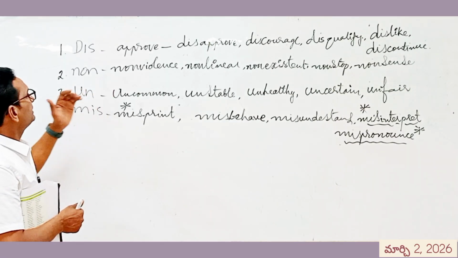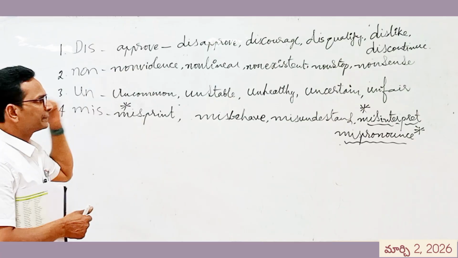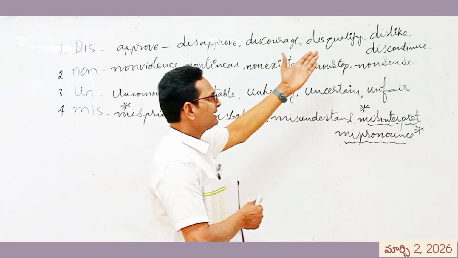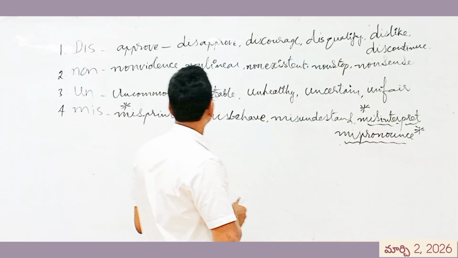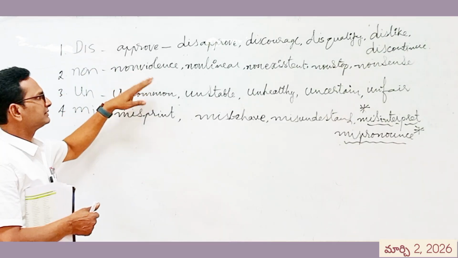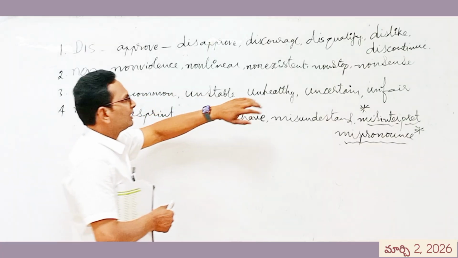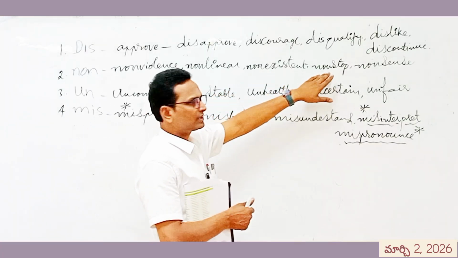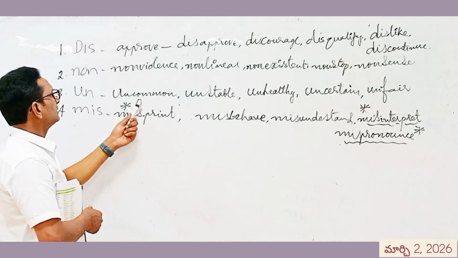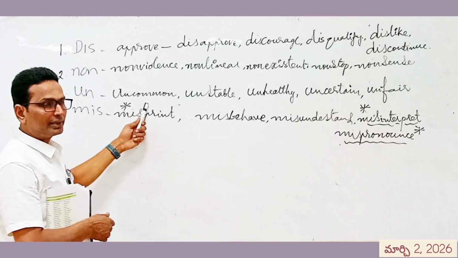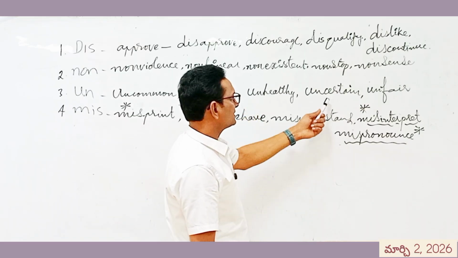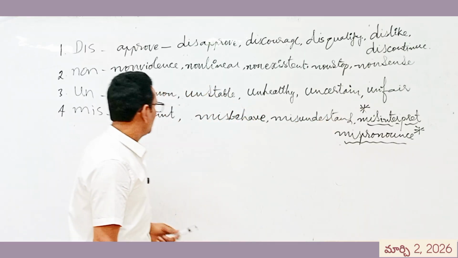Please do repeat after me. Disapprove, discourage, disqualify, dislike, discontinue. Non, this is the prefix. Non-violence, non-linear, non-existent, non-stop, nonsense. And un is the prefix. Uncommon, unstable, unhealthy, uncertain, unfair.